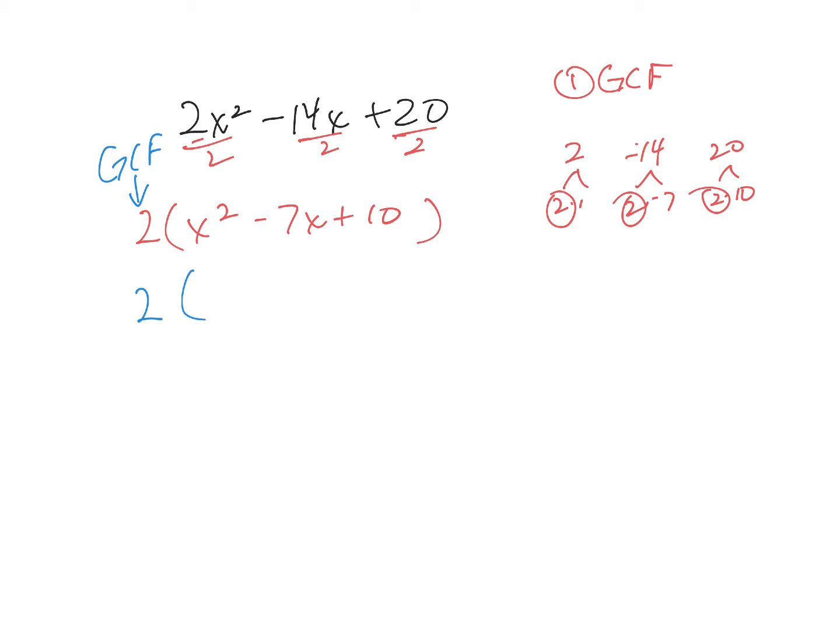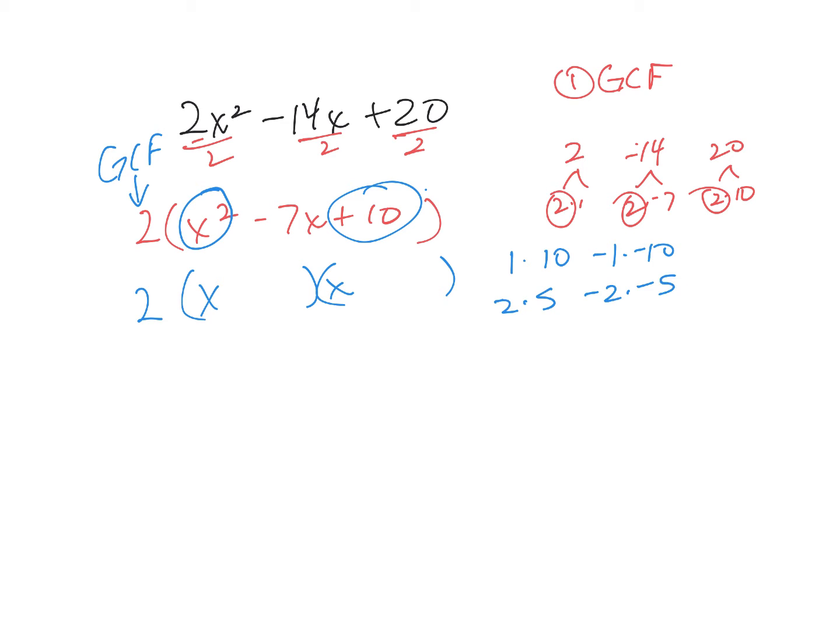Now I'm going to have my trinomial turn into 2 binomials. So we're going to start our process all over again. How do I get x squared? Well, x times x. 2 numbers I multiply together to get 10. Well, I have 10 and 1, and I have negative 10 and negative 1. I have 2 and 5 and negative 2 and negative 5. And then I want to look to see those 2 numbers that add up to equal a negative 7. So hopefully you chose negative 2 and negative 5.